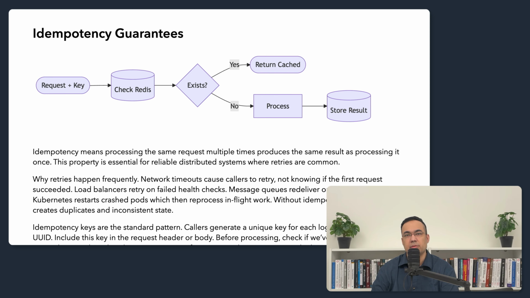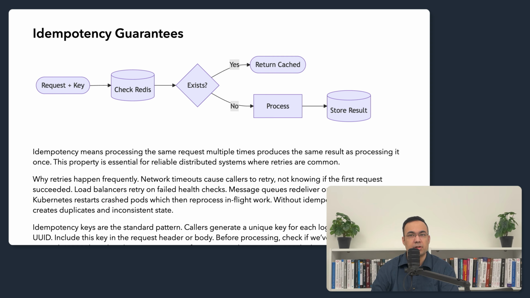They include this key in the request header. Before processing, we check if we have seen this key. If yes, we return the stored result without re-executing. If no, we process the request, store the key with the result, and return. Redis is ideal for idempotency key storage. Use SETNX, which is set if not exists, with a duration limit. This atomically checks and sets in one operation, preventing race conditions where multiple concurrent requests both conclude they are first.